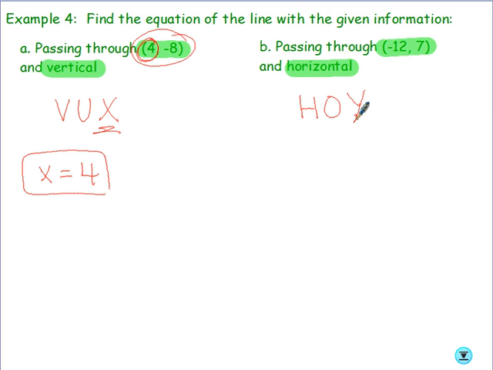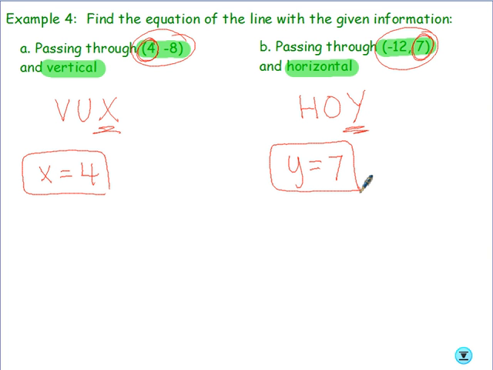Well, what do we know about hoi? We know that hoi only has y. So it's y equals a number. Well, we get that number also from up here. The y value is the second number. So it's y equals 7, and we're done. Those will be your easiest problems on your homework.